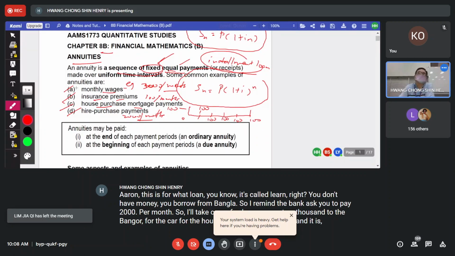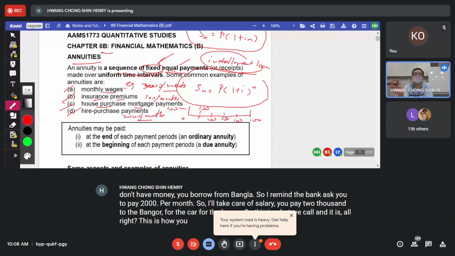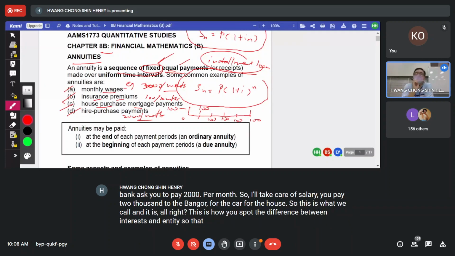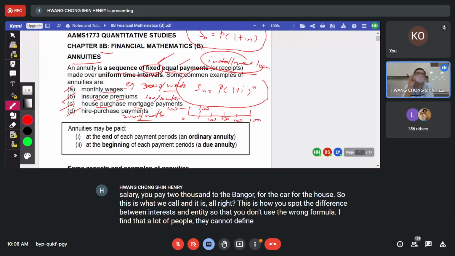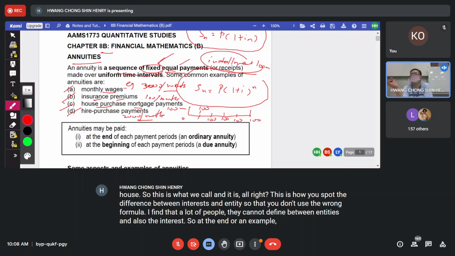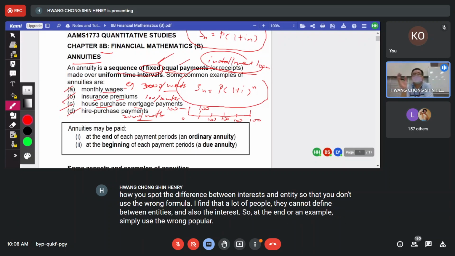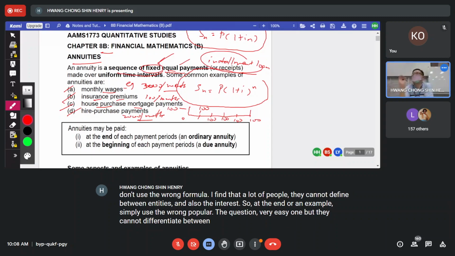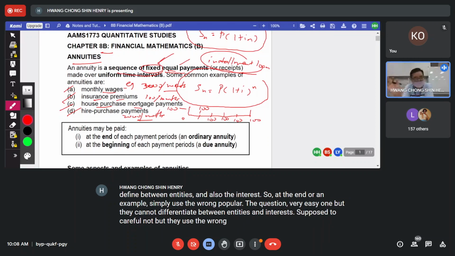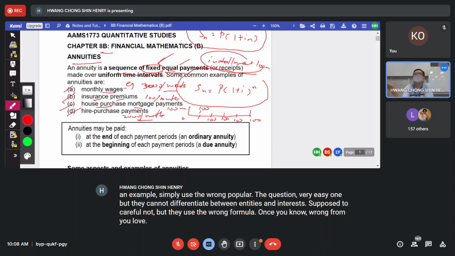All right. This is how you spot the difference between interest and annuity, so that you don't use the wrong formula. I find that a lot of people cannot tell the difference between annuities and interest. So at the end of an exam, they simply use the wrong formula. The question is very easy, but they cannot differentiate between annuities and interest. Supposed to get full marks, but they use the wrong formula. Once you use the wrong formula, gone.